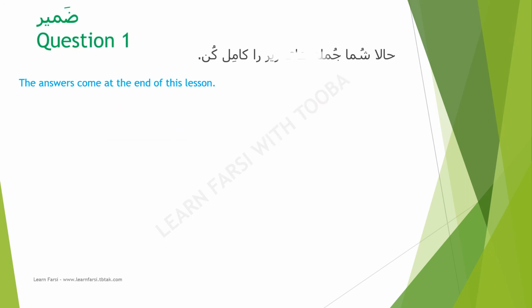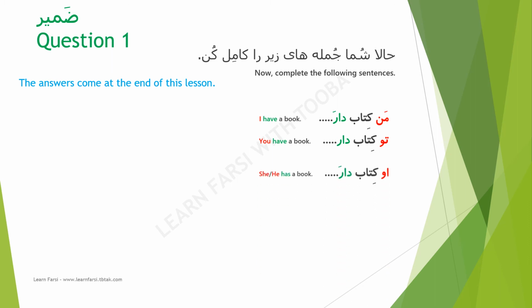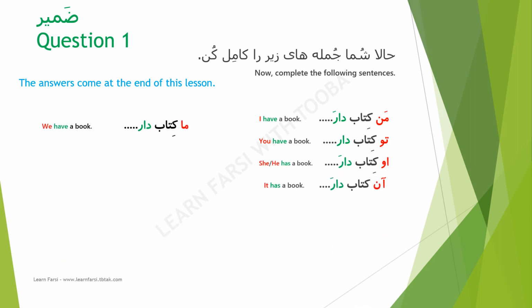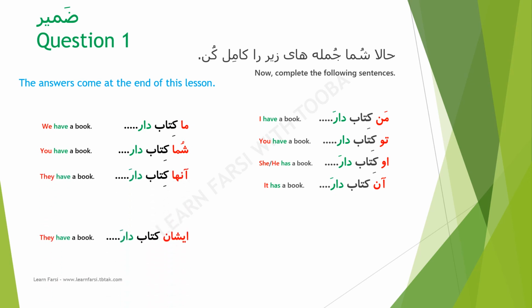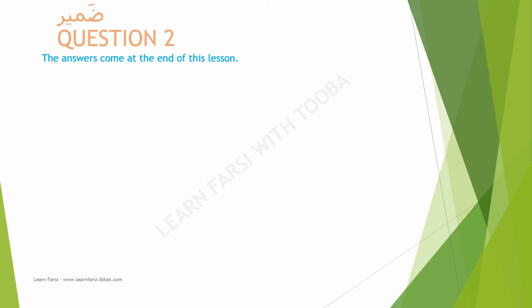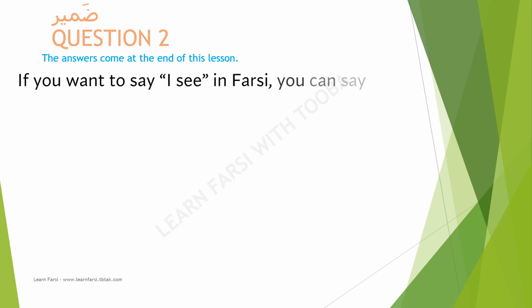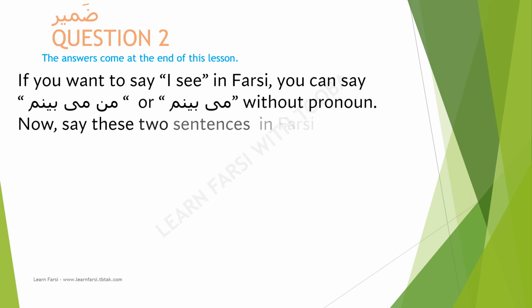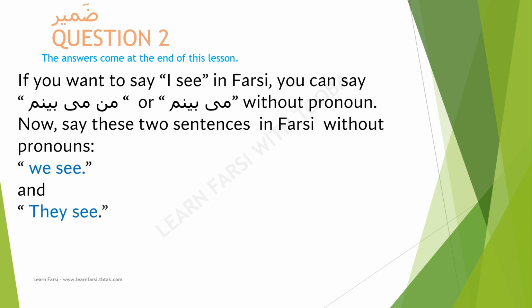Now try to complete the following sentences and bring the appropriate verb ID for each verb according to the pronouns. If you want to say I see in Farsi, you can say من میبینم or میبینم without pronoun. Now say these two sentences in Farsi without pronouns. The first one is we see, and the second one is they see.